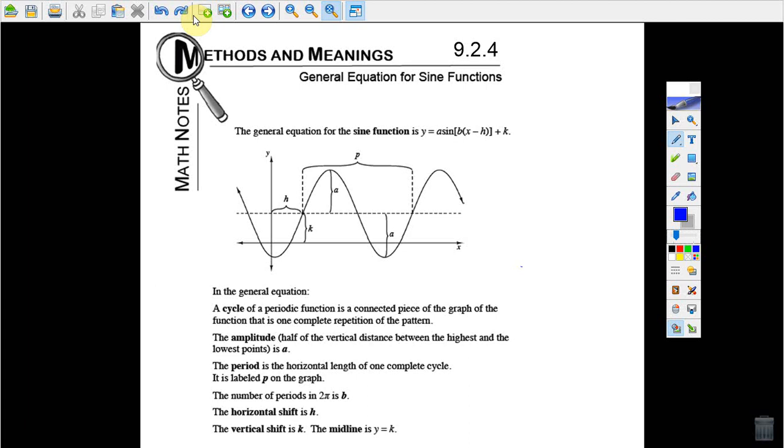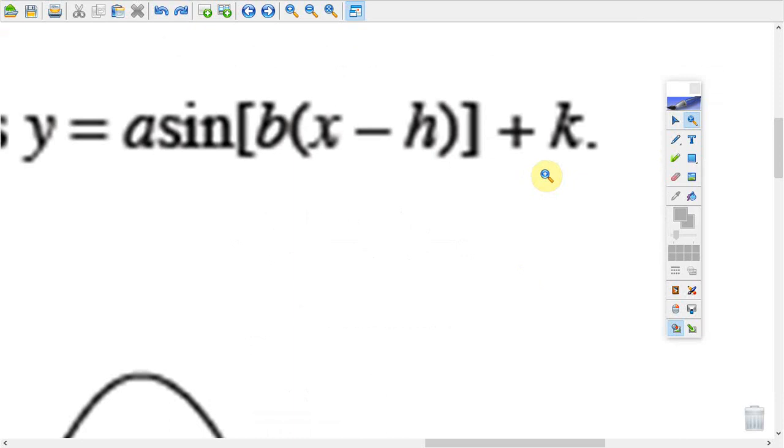Alright guys, welcome back to our final Math Notes video for Chapter 9. This is 9.2.4, General Equations of the Sine Function. So right off the bat, I'm going to tell you that this general equation is slightly different than the one we've talked about in class. We'll talk about what that difference means and how we can deal with it.